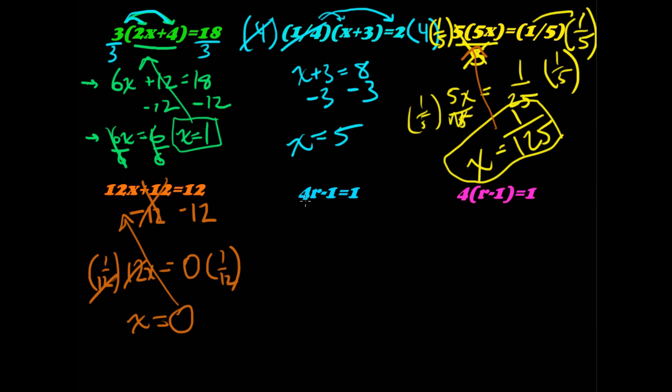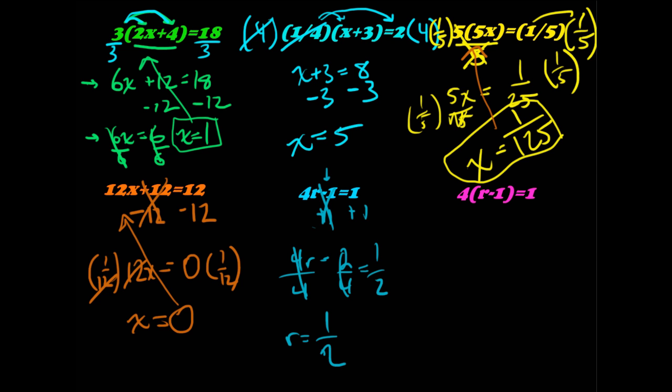Next problem. 4r minus 1 equals 1. And you add 1 to each side of this one because this is negative. So to make this 0, to isolate this term, you need to add 1 to each side. 1 plus 1 is 2. So we have 4r equals 2. Divide each side by 4 or multiply by 1/4. 1/2 is what this reduces to. So you have r is equal to 1/2.